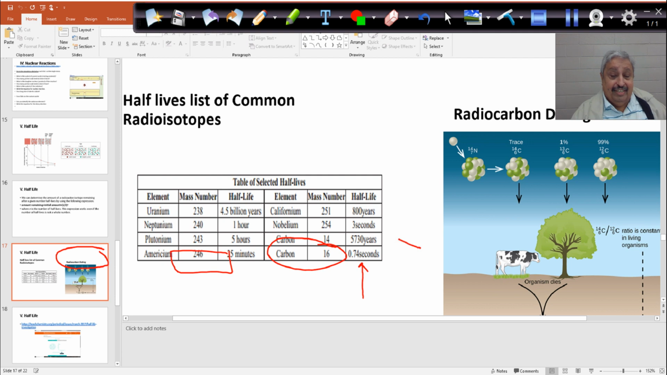However, carbon-14 comes about 6,000 years, roughly 6,000 years. So you can see the difference. And that's very nice to know, because we really need to know this.